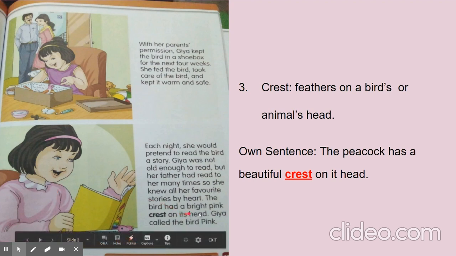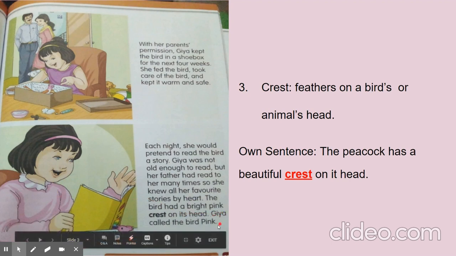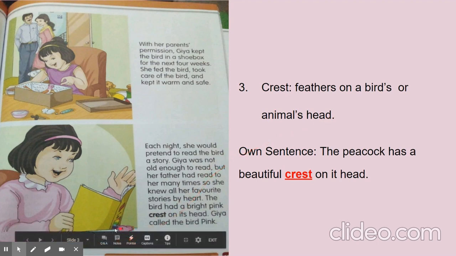The bird had a bright pink crest on its head. So Giya called the bird Pink. So what is the word crest? Underline the word crest, children. Crest is feathers on a bird's or animal's head. This is the crest, which is in pink color.